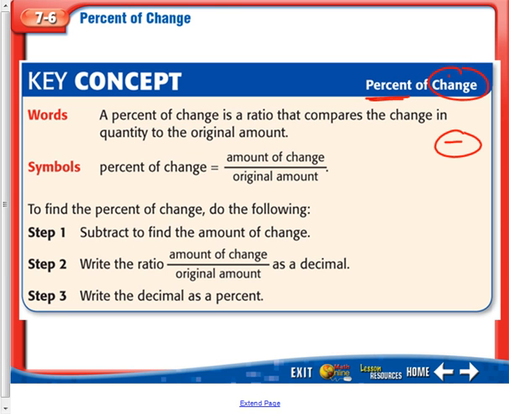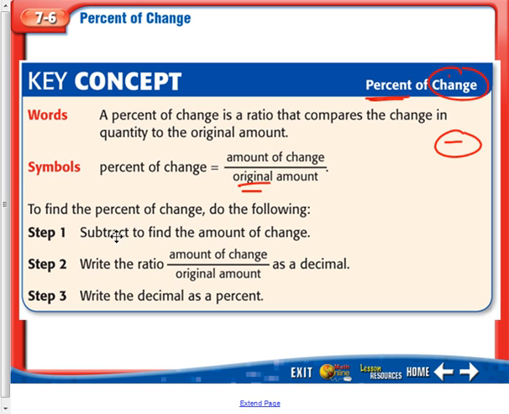and then we're going to figure out what that change is as a percent. So you see here, the percent of change is the answer that we get from the amount of change divided by the original amount. So the original is also going to be key for us to identify. To find the percent of change, do the following.